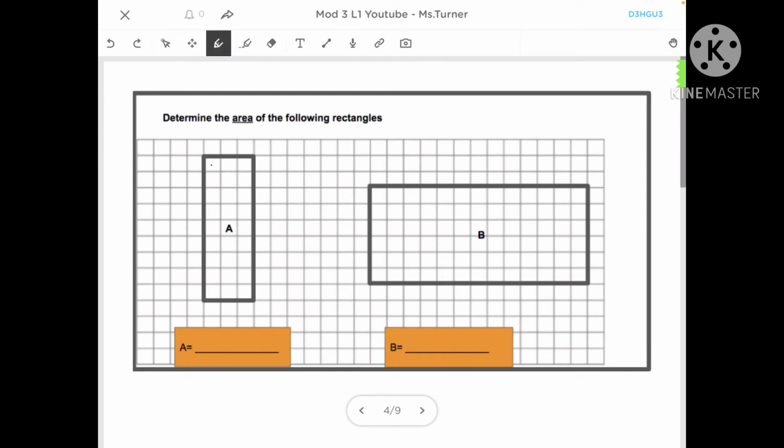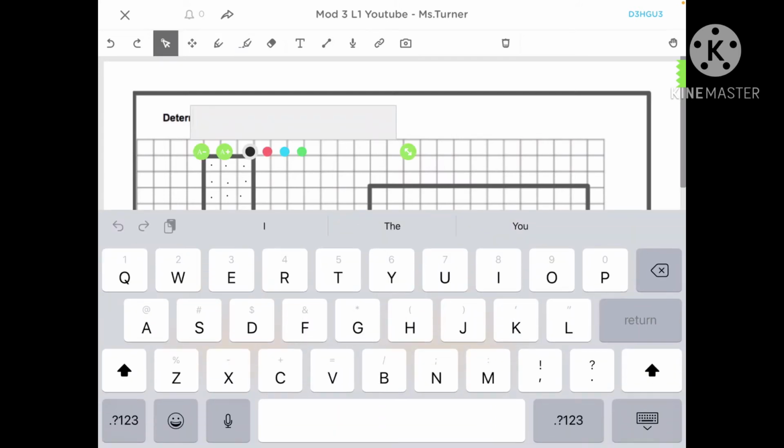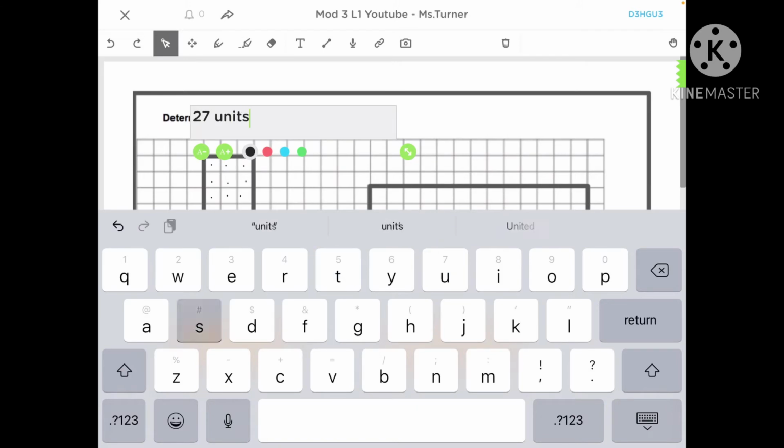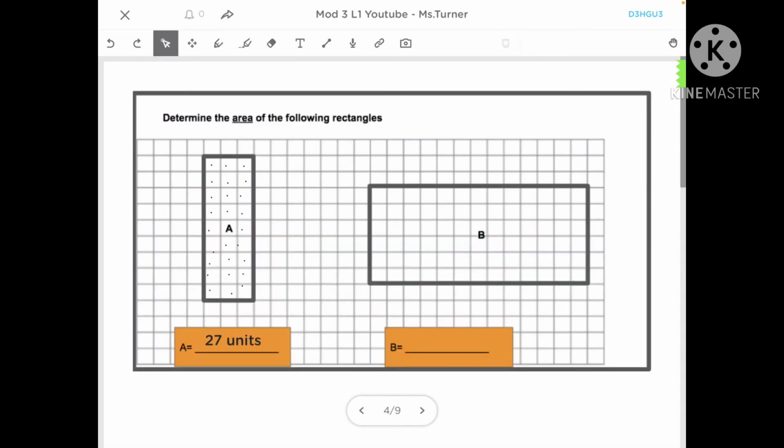Count with me. 1, 2, 3, 4, 5, 6, 7, 8, 9, 10, 11, 12, 13, 14, 15, 16, 17, 18, 19, 20, 21, 22, 23, 24, 25, 26, 27. So the area of rectangle A is 27 units. The reason why we're using units is because we do not know what unit of measurement it actually is. Now let's do the same thing for rectangle B.